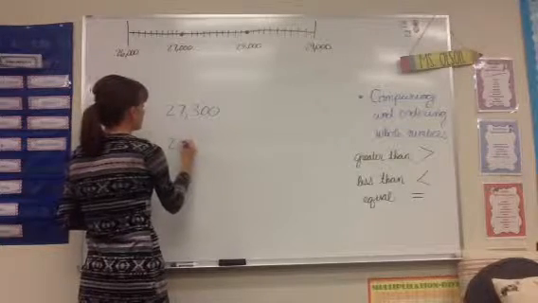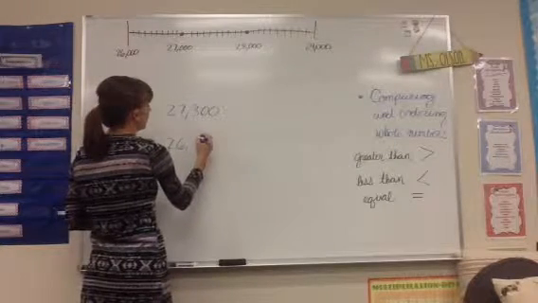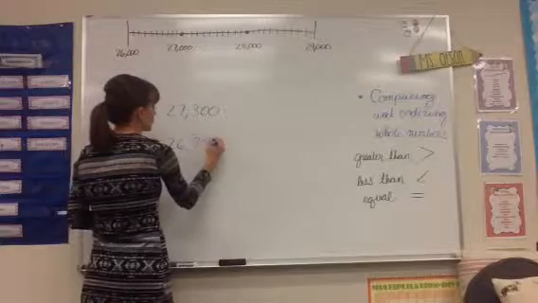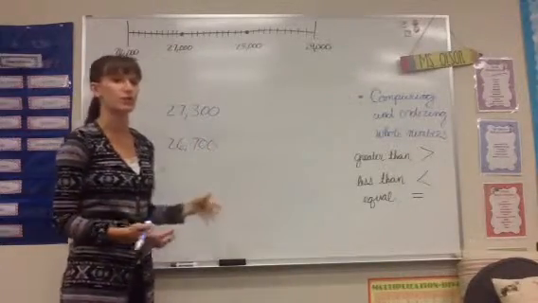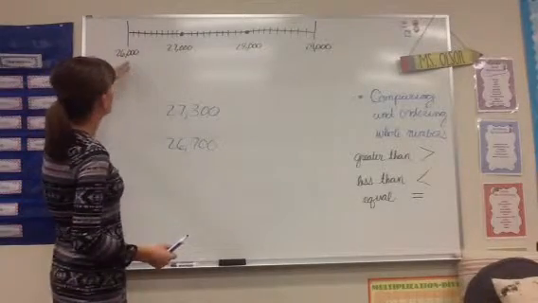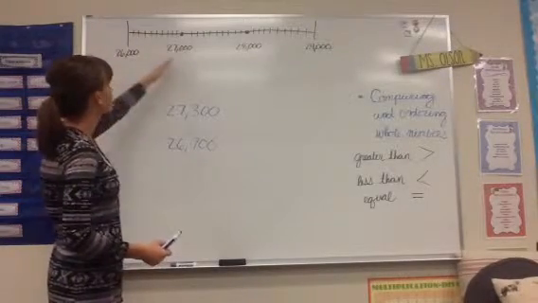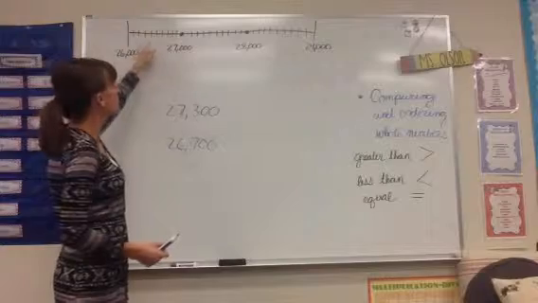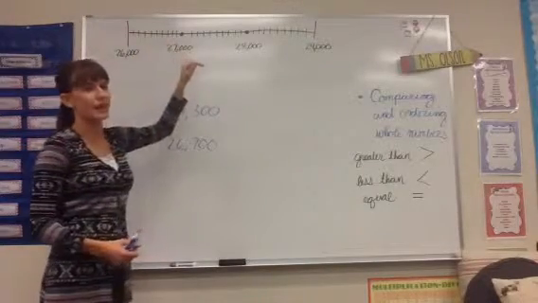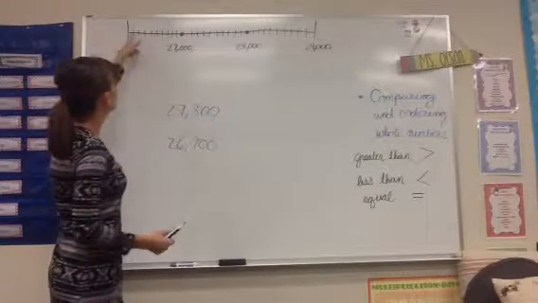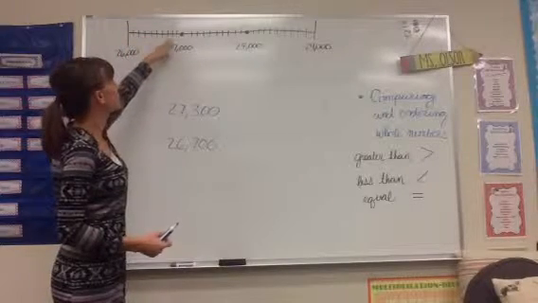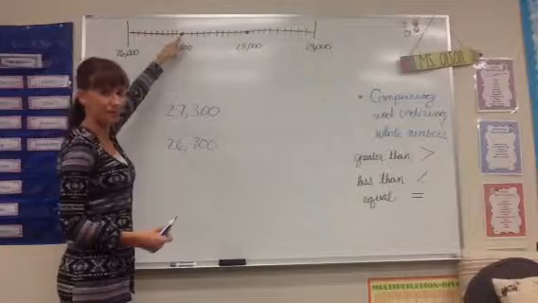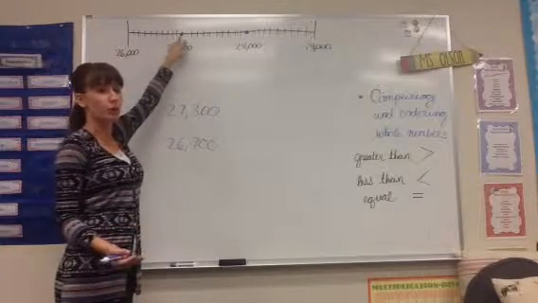Just going to do a couple. And 26,700. The first thing you need to do is look at the number line and figure out how it's organized. We have 26,000 and 27,000. In between that, you'll see that there's 10 spaces. 1, 2, 3, 4, 5, 6, 7, 8, 9, 10. That means that this is easily broken up for you.